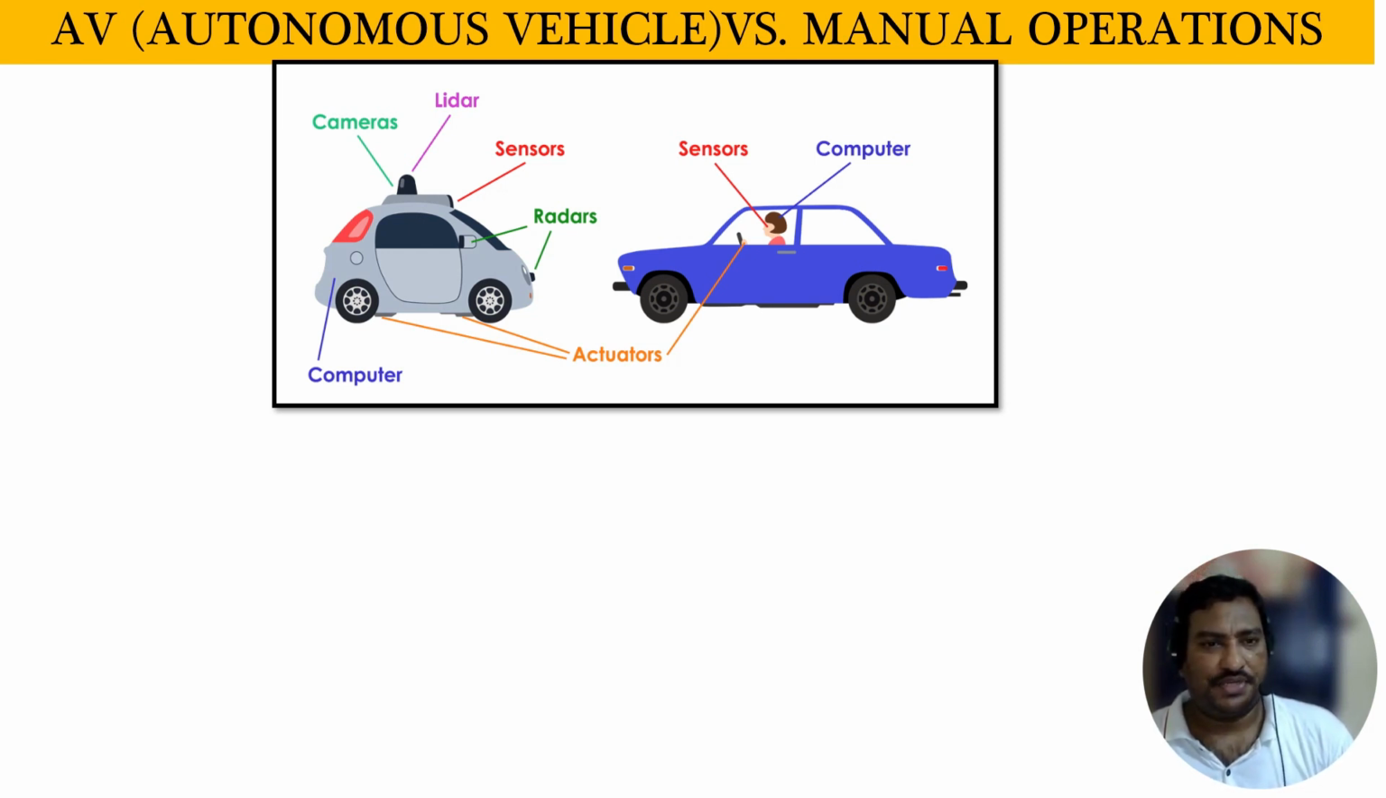At the same time, in an autonomous vehicle, the sensors take the signals. Based on the signals, the computer decides and activates the mechanism to operate the vehicle.